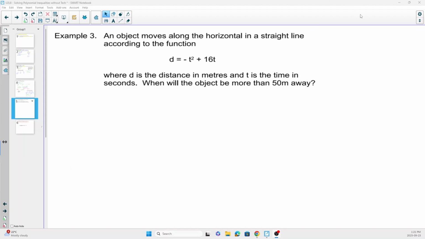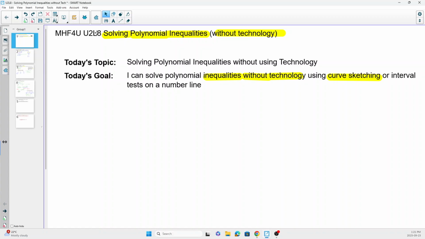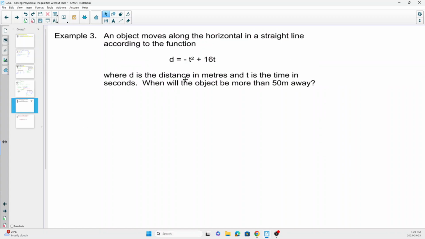Okay guys, my video cut off there, so we're back for Unit 2, Lesson 8, Part 2, Solving Polynomial Inequalities. We just have one last question to look at. This is an application or word problem example, and we're going to look at some of these in Lesson 9 as well.